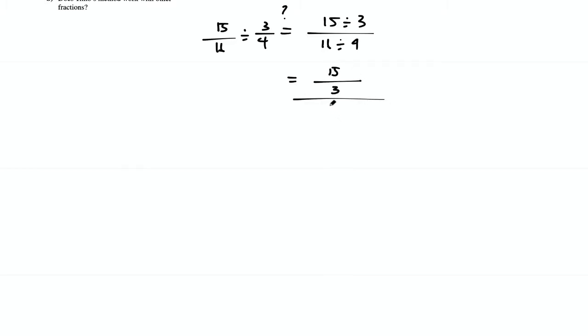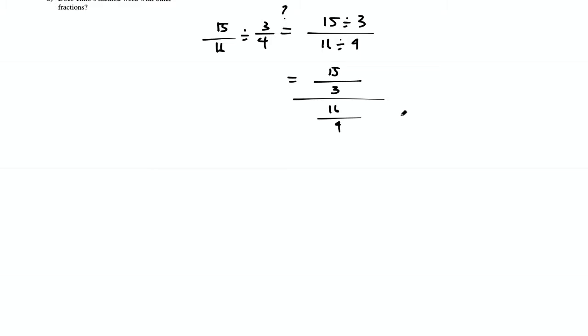Timo says that we can do this, right? We have this that we want to solve, and we can solve it by dividing 15 by 3 and 16 by 4. Now, is this true? Over here on the right hand side, this is the same thing as 15 divided by 3 all over 16 divided by 4.